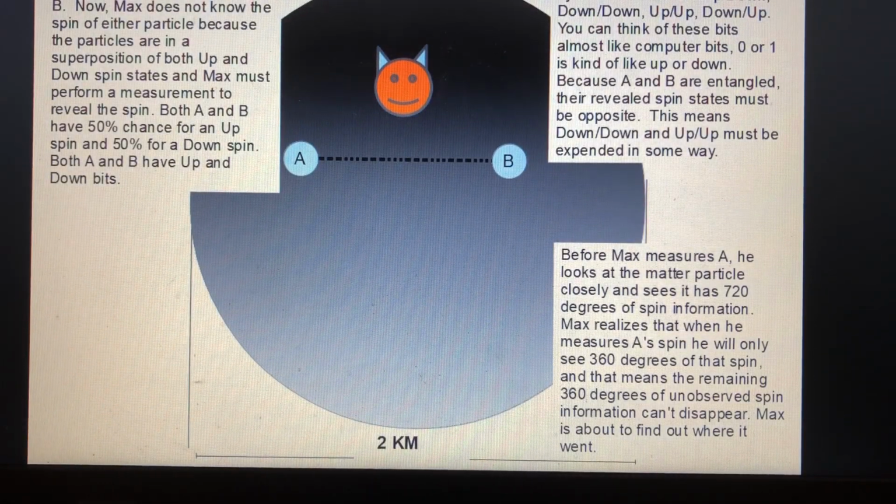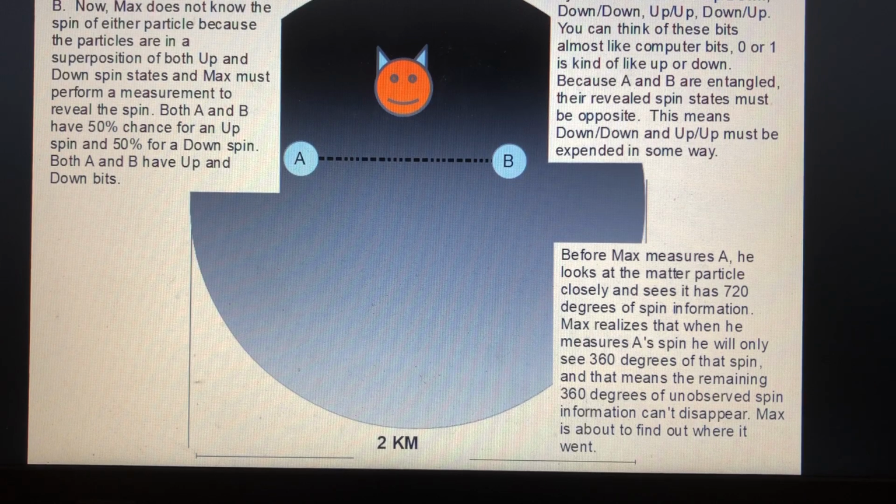Max decided to measure the spin of entangled particles A and B. Now Max does not know the spin of either particle because the particles are in a superposition, both up and down spin states. And Max must perform a measurement to reveal the spin. Both A and B have a 50% chance for up and a 50% chance for down. And both A and B have up and down bits. There are 4 bits in a 2-bit system. The bits are up-down, down-down, up-up, down-up. You can think of these bits almost like computer bits. 0 or a 1 is kind of like up or down.